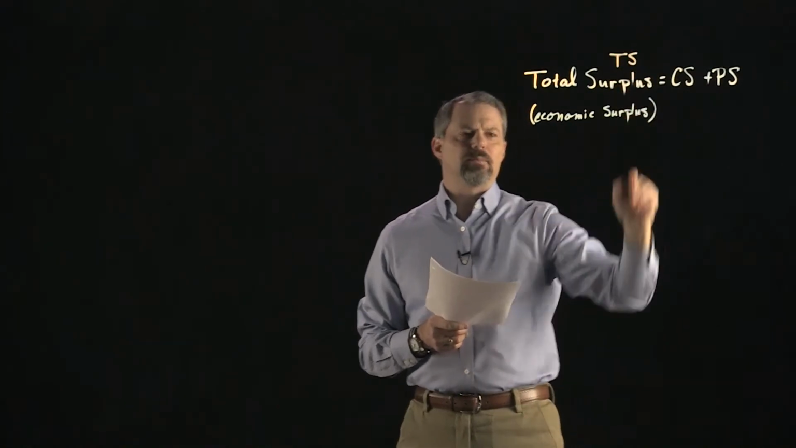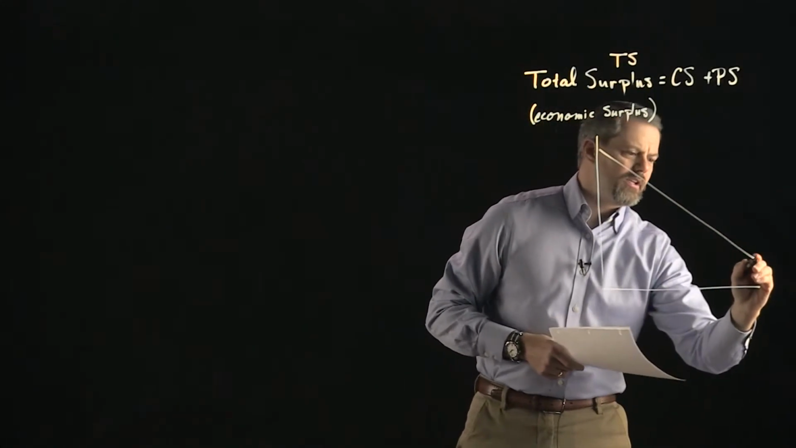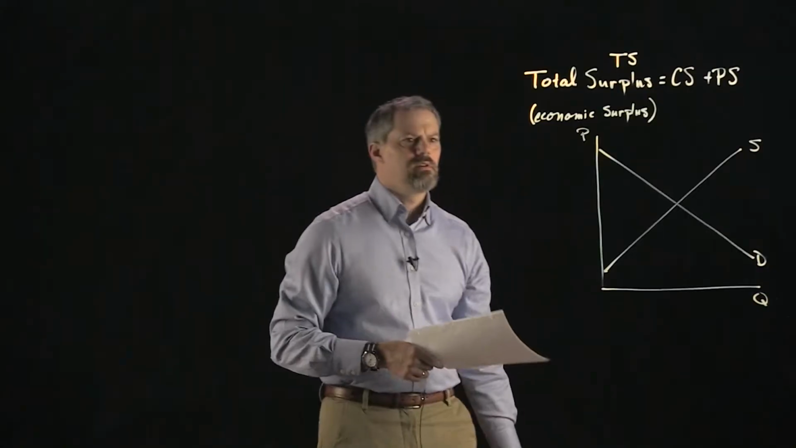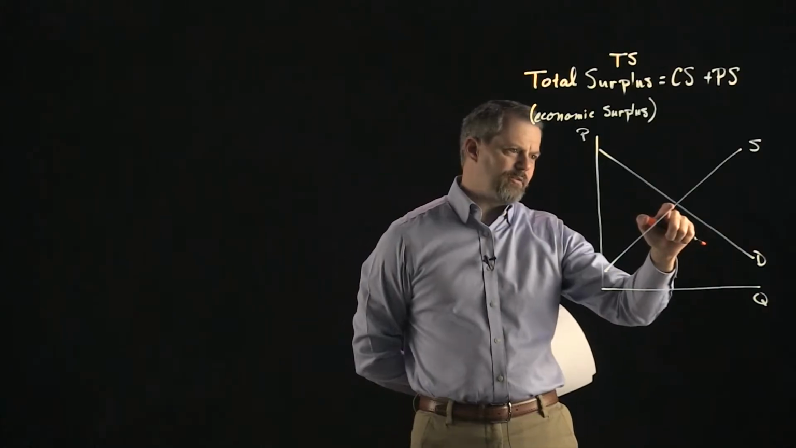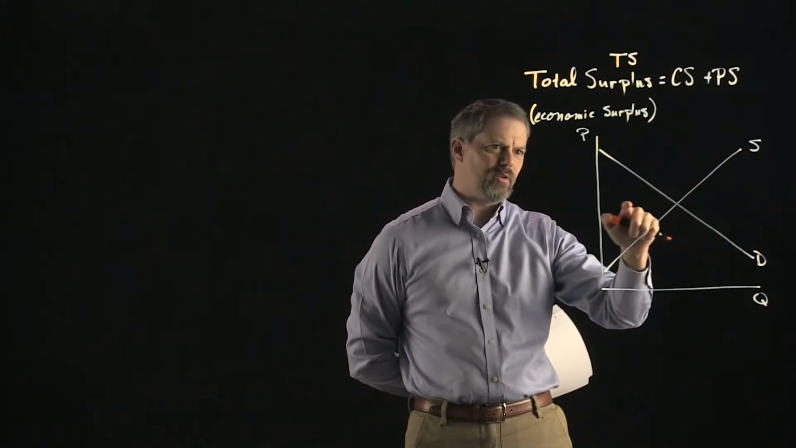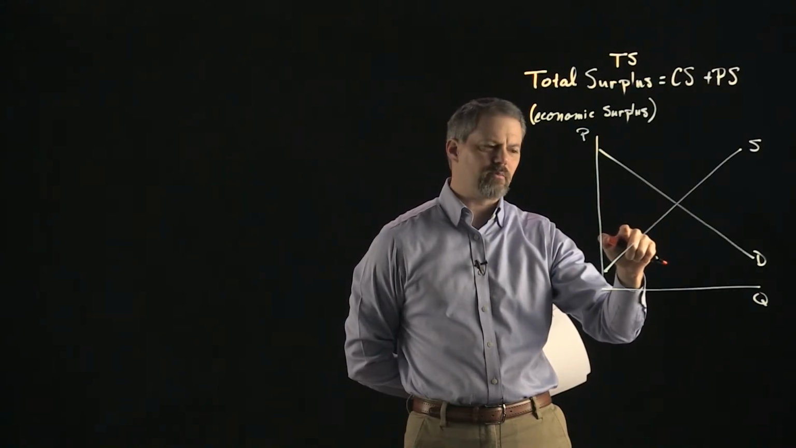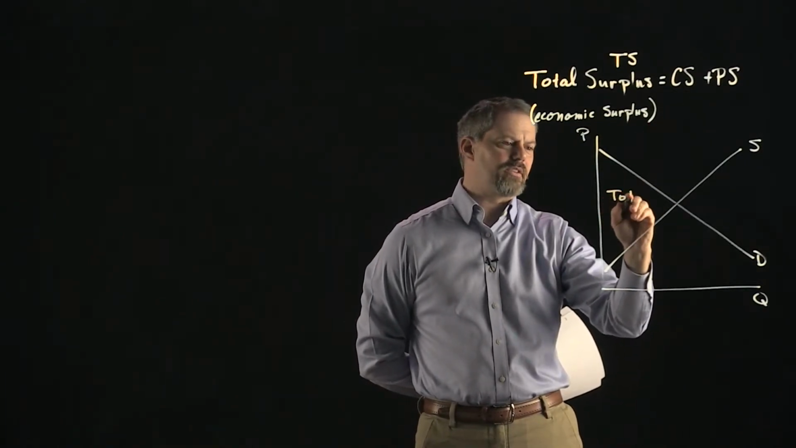Now let's think about what total surplus looks like. I'm usually going to abbreviate total surplus as TS. So let's draw a picture of our demand curve and our supply curve. Here's our demand curve, here's our supply curve. I'm not going to put the price on here, but if we had the market-determined price, it would be right there. This area up here would be consumer surplus, and this area down here would be producer surplus. We're not going to worry about which is which. This is going to be total surplus.